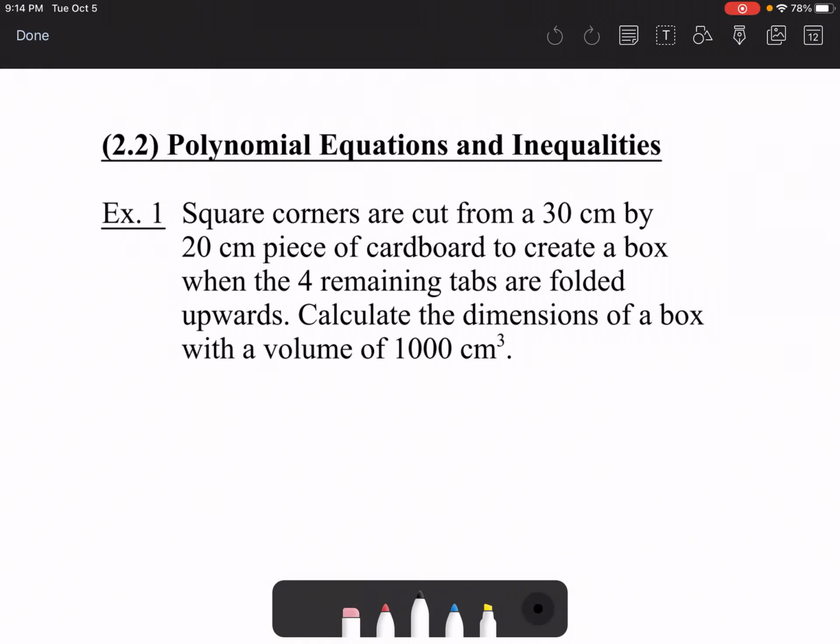Hello and welcome to Lesson 2.2, Polynomial Equations and Inequalities. In order to do this one, you're going to need to know all your concepts about polynomial functions.